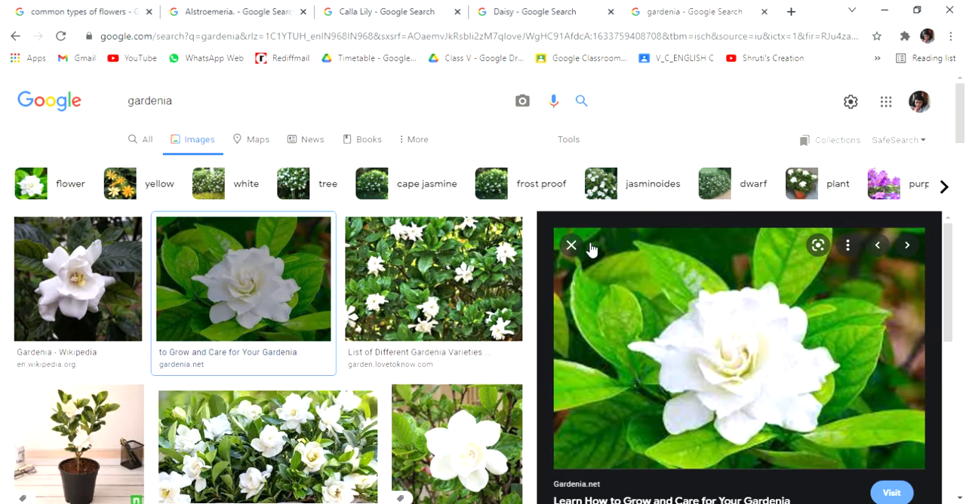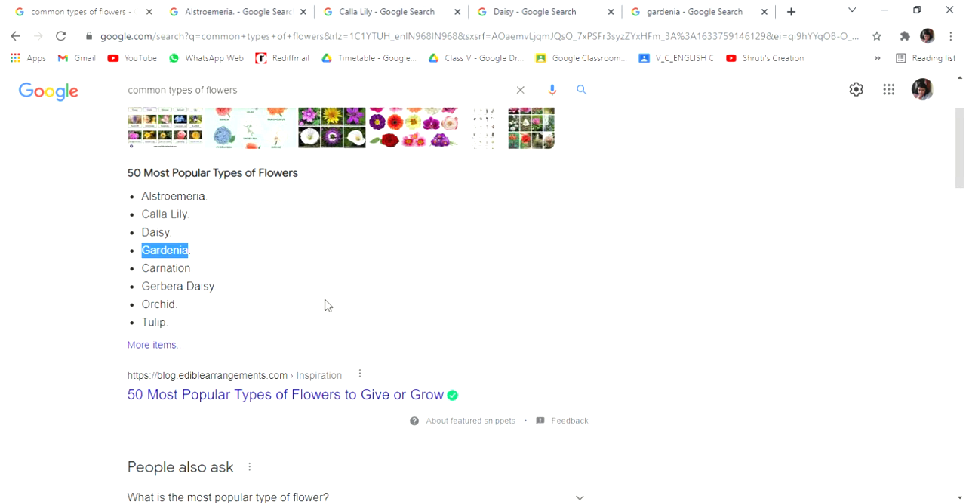It's also similar to them. There are also two names I can tell you, Cape Jasmine and Jasmine oil. Two of the things. Next one is carnation. Okay, what is carnation? It is carnation.